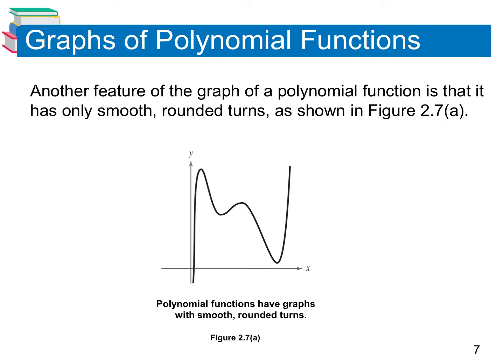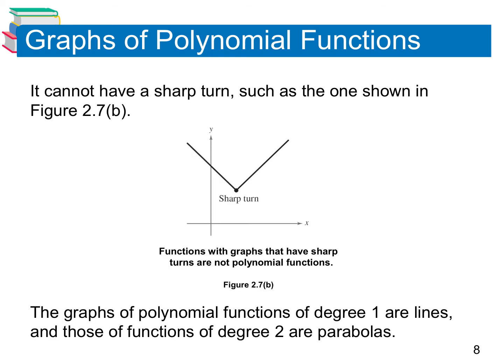Another feature of our graph of a polynomial function is that it has only smooth, rounded turns. So polynomial functions are always continuous and always smooth. So it won't have any sharp edges. Like it won't go like this. It's going to have a smooth, continuous ride throughout our graph. So again, here it says it cannot have a sharp turn, such as the picture here.